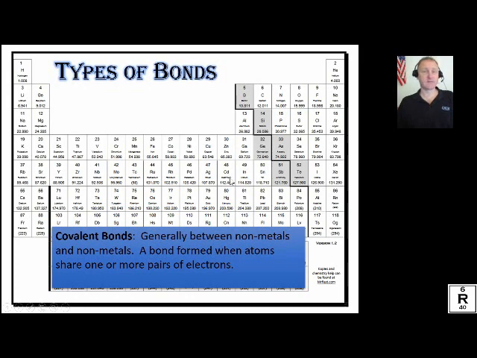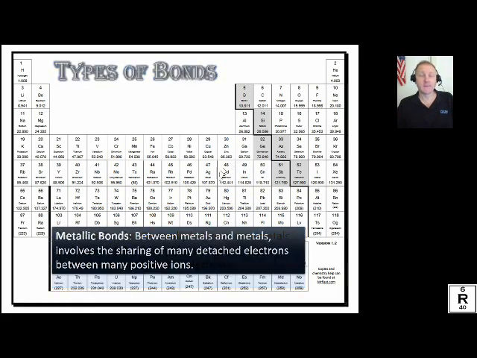Now, the other type of bond that's going to come up in this lesson is covalent bonds. These are generally between nonmetals and nonmetals. So if you have nonmetals bonding with nonmetals, these are covalent bonds. So things bonding with each other over here, that would be your covalent bonds. And this is formed when atoms share one or more pairs of electrons, and we'll get into that in a bit later. Now, if we have metals bonding with metals, these are called metallic bonds, and I'll talk briefly about that in the next lesson.